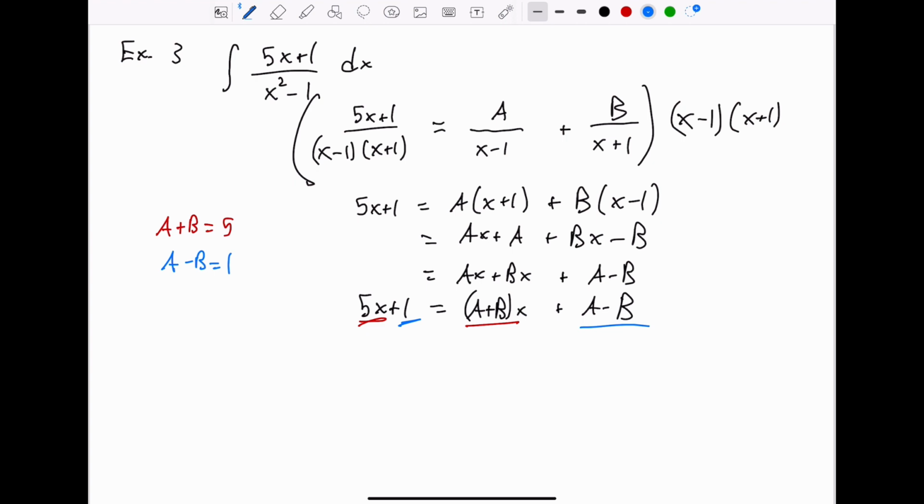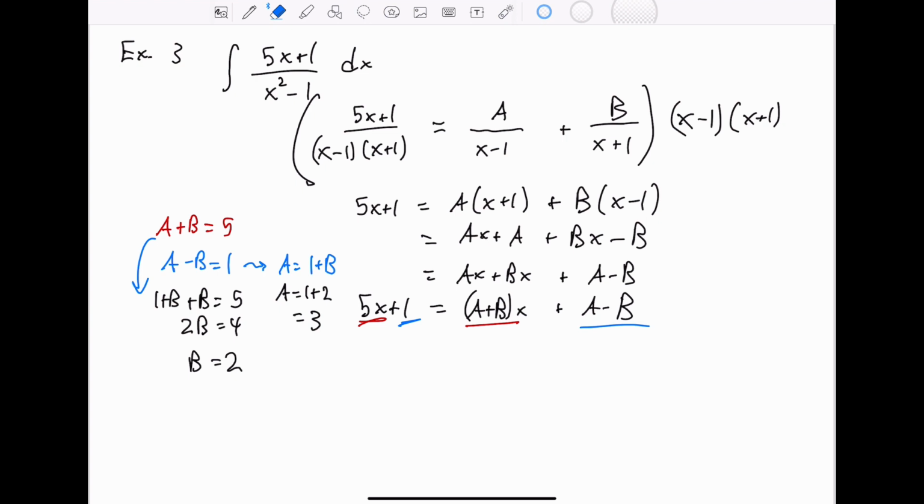And now I solve for a and b. From the second equation, I can write a as 1 plus b. And if I substitute that into the first equation, a I substitute with 1 plus b equals 5. So 2 times b equals 4, b equals 2. If b equals 2, I take that value for b, plug it into this expression for a, and I obtain a equals 1 plus 2, a equals 3. a equals 3, b equals 2.